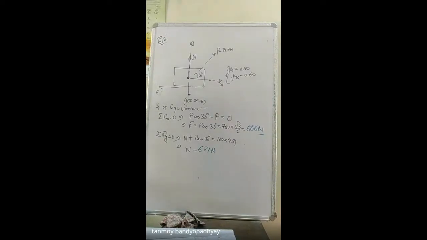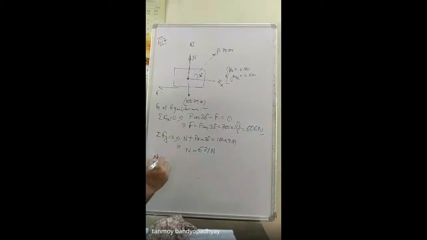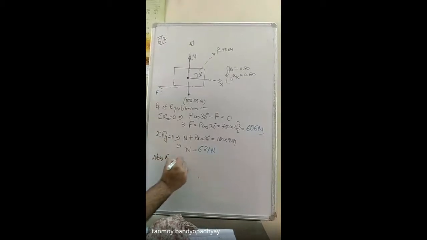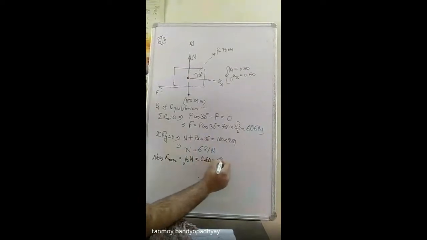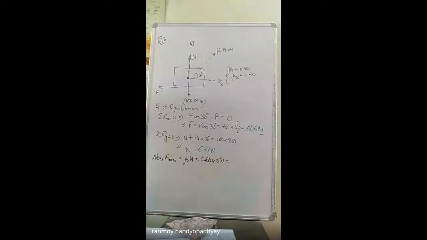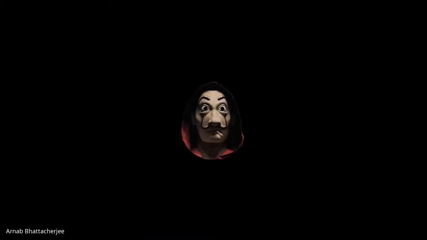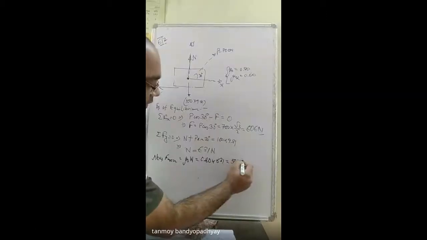So now let's check whether motion has started or not. To check that, let's calculate F max. Now, what is the value of F max? F max is equal to mu s into N. So what is mu s? Mu s is 0.80 into normal reaction 631. Just calculate what value you are getting. Yes, it should be 505 Newtons.